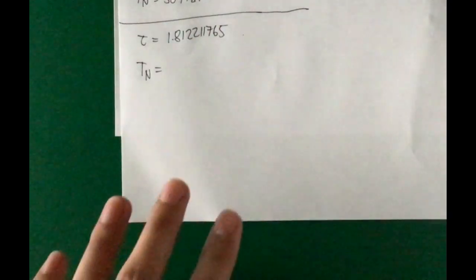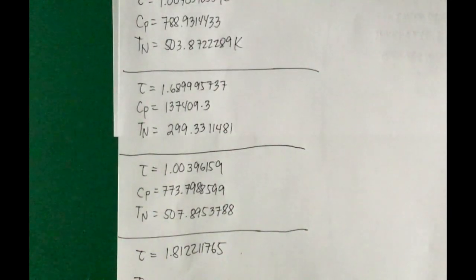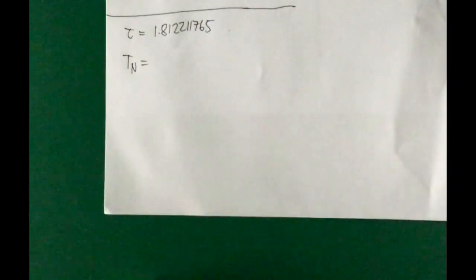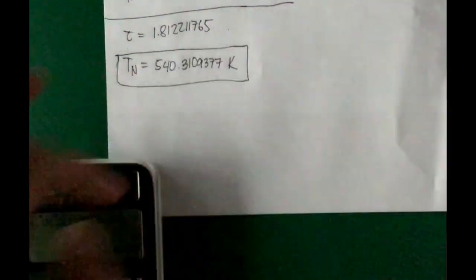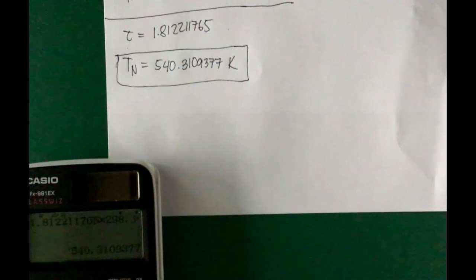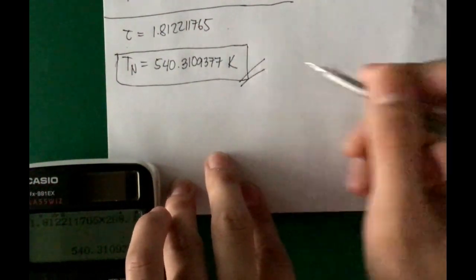Hello guys, so I hope you did the iterations. These are just some of the iterations that I did. But overall, we are supposed to get a tau value of 1.812211765. Okay, so this is our final answer, and this has been verified by the book, so don't argue with me on this. Just kidding. So yeah, this is our answer.